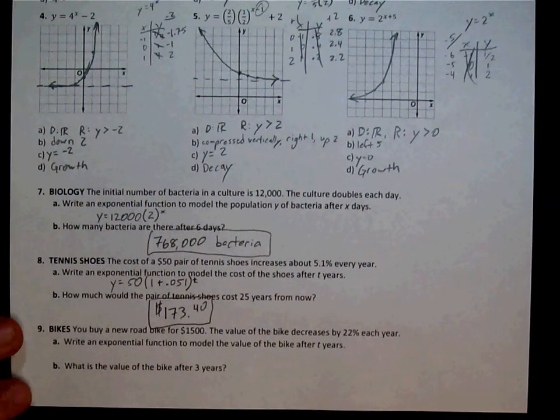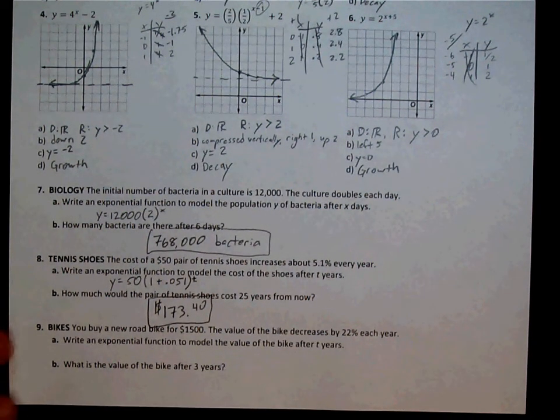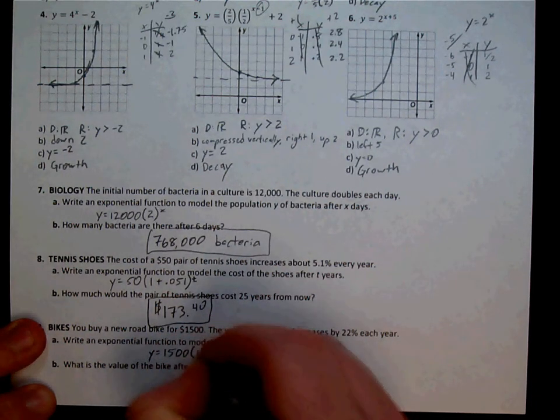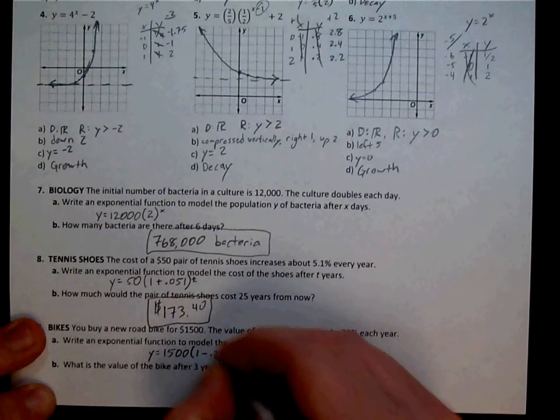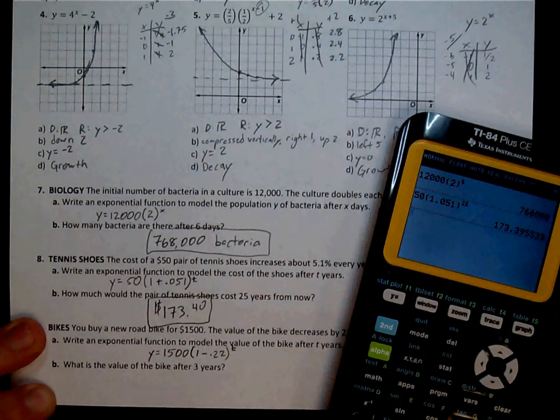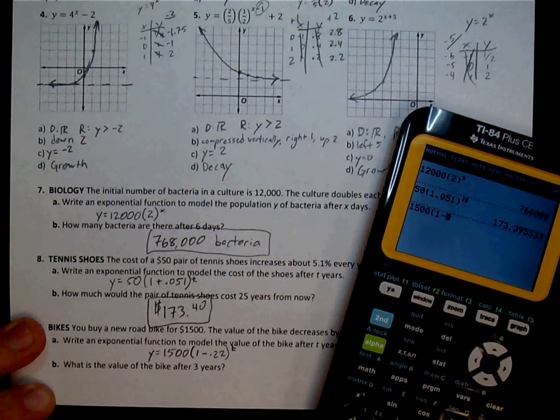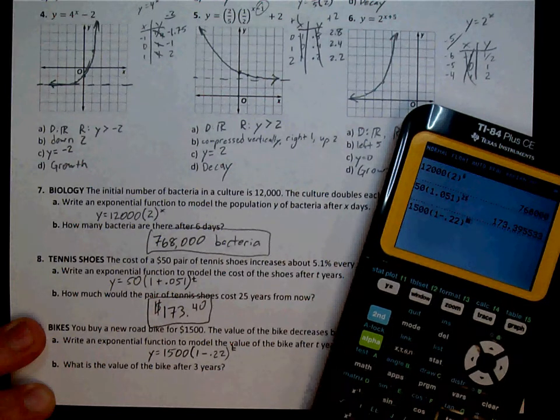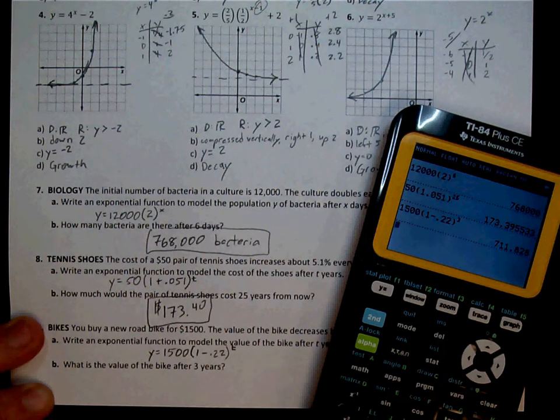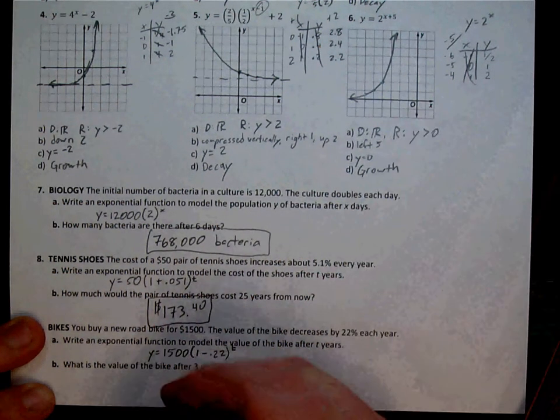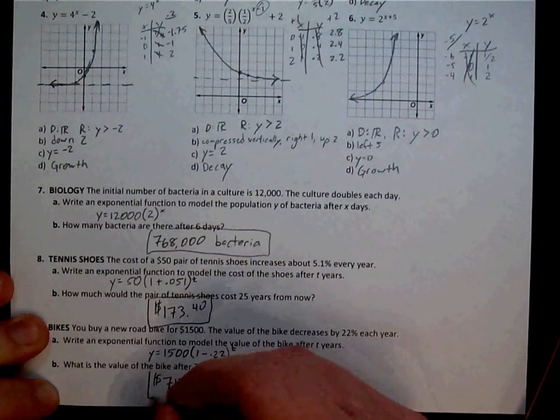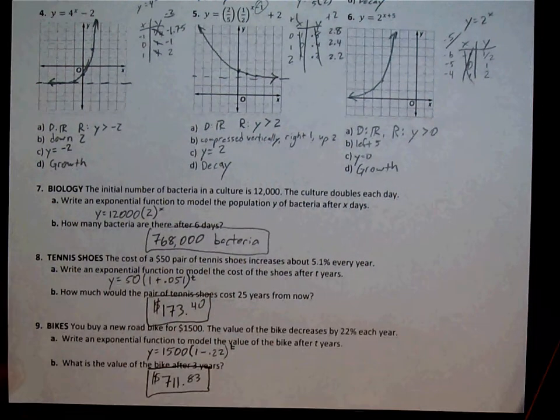Number 9, you buy a new bike, 1,500, it decreases, so it's going to be an exponential decay. 1 minus 0.22 t years. What's it worth in 3 years? Could have also put that as 0.78 is what you can use to subtract that. But $711.83. It's a pretty exact number. Really, it's probably not necessarily going to be exactly that.